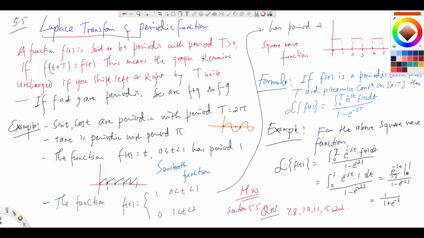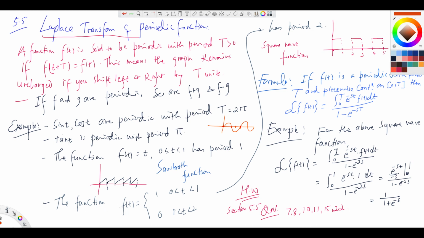Similarly, the tangent t is periodic with period pi. The function f(t) equals t, where 0 is less than or equal to t is less than 1, has period 1. Because you see that if you shift it 1 unit, you will get exactly the same function. This is between 0 and 1, and if you shift it, you will get exactly the same shape. Shift it again, shift it again. This is called a sawtooth function. This is also a periodic function with period 1.